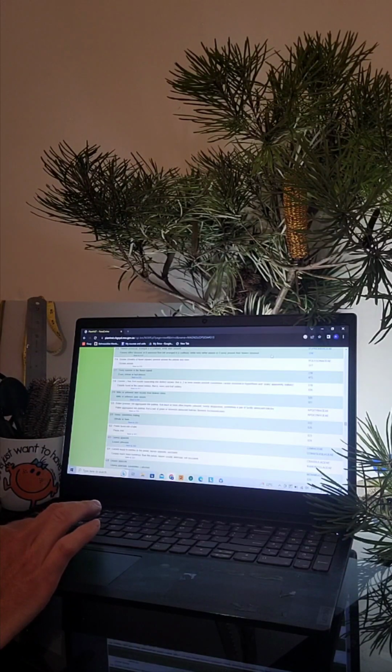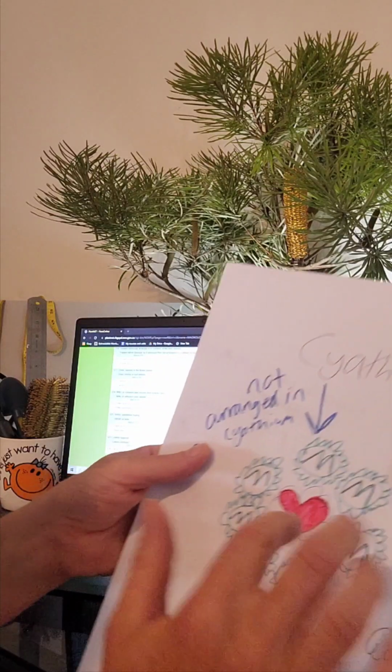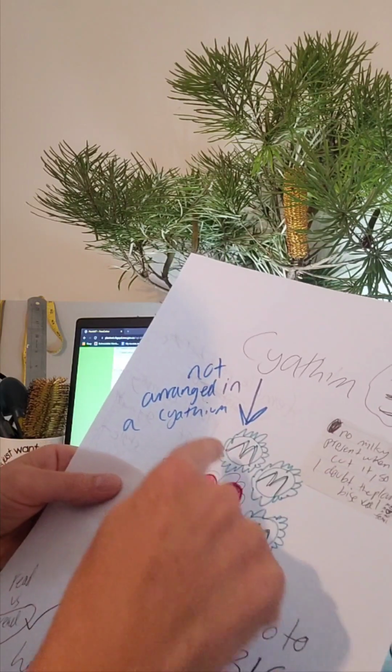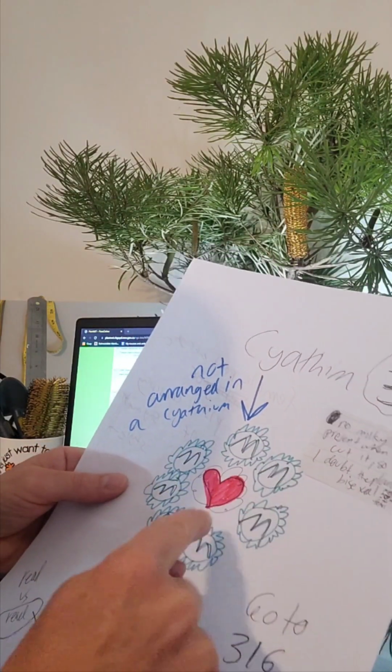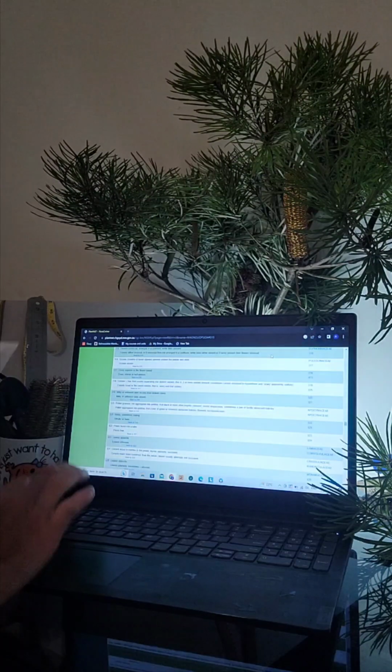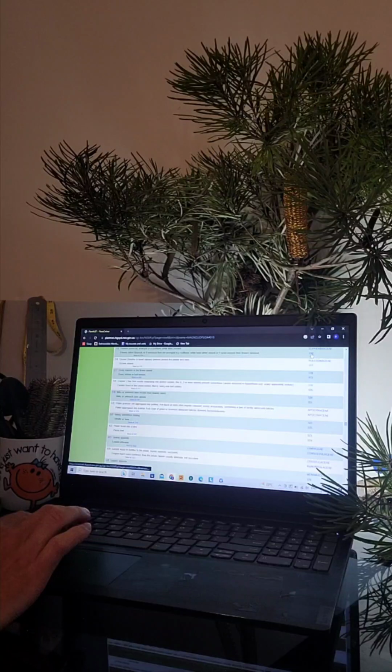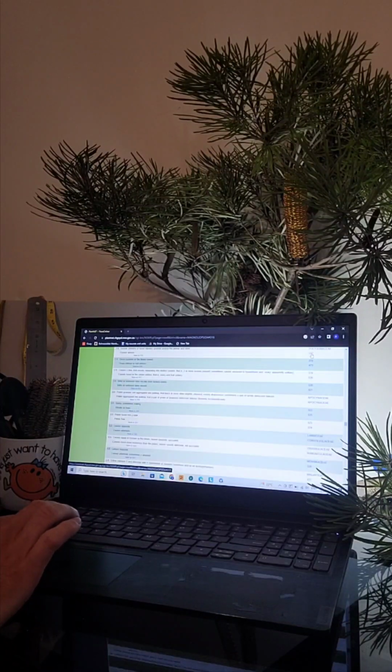Also, it is not arranged in a cyathium, which is like this, where we have the female flower surrounded by all these male flowers. So that's not the structure of our plant. Okay, our plant is bisexual as it has both female and male parts, the stamen, consisting of the filament and the anther, and the female part being the pistil, consisting of the stigma, style and the ovary. So we are going for a bisexual plant here, which goes to 316.